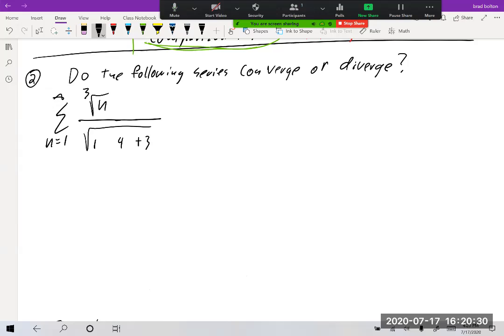So this is n cubed plus 4n. Your book sometimes switches up to K, but I mixed it. I used the N and the K. Okay, so we have this series, the cube root of n over the square root of n cubed plus 4n plus 3. Okay, so pause the video and try to come up with a good comparison.